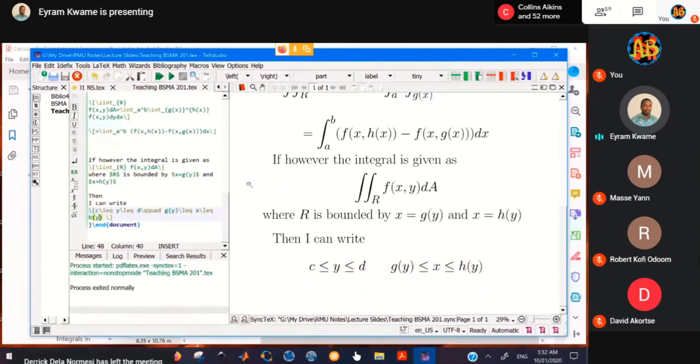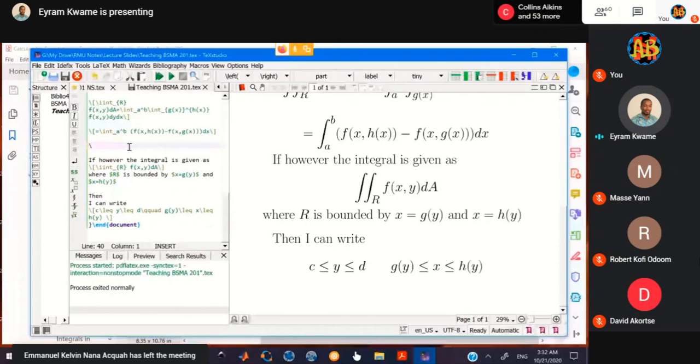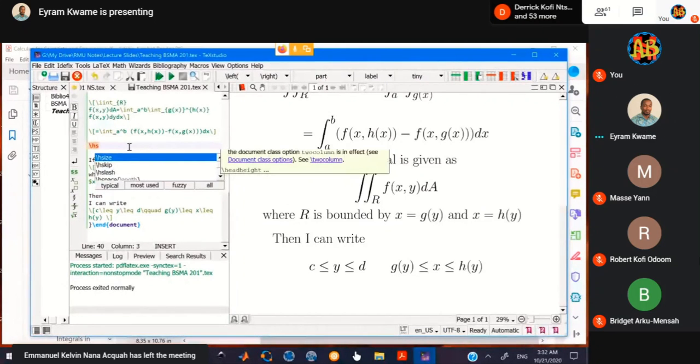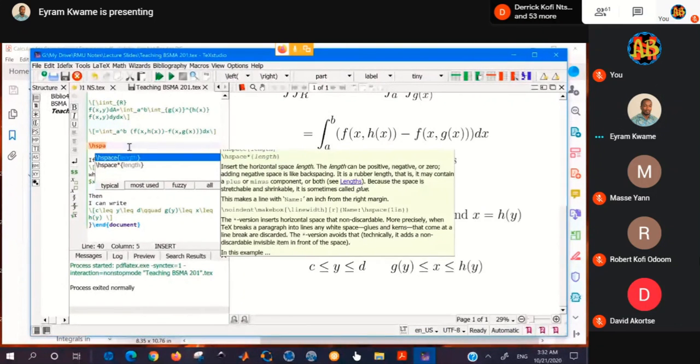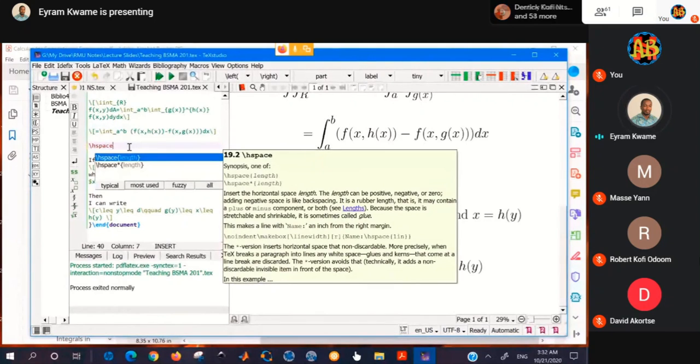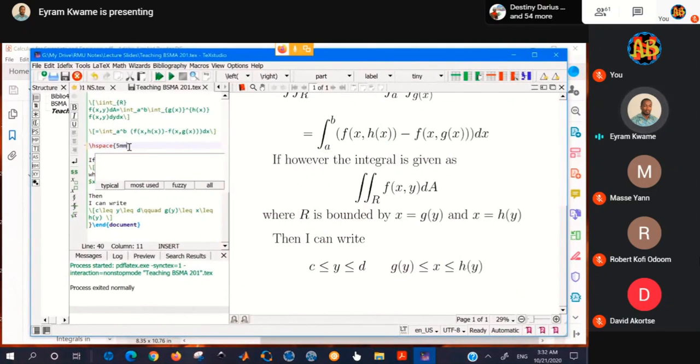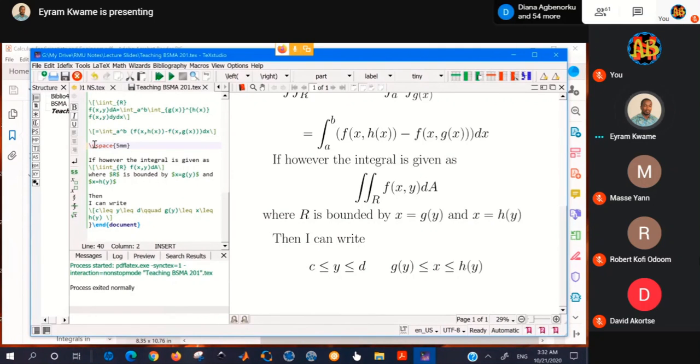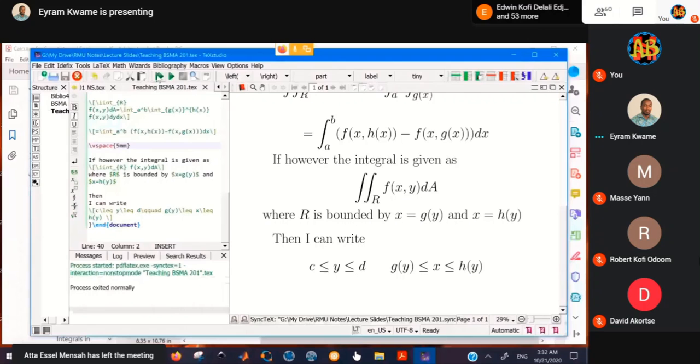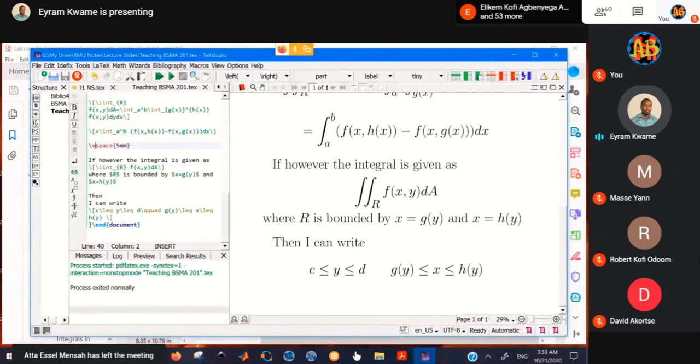Good. So let me just put a space there. I want to develop a vertical space. Good. If, however, the limit is given, so I've just increased the space, basically to separate it.